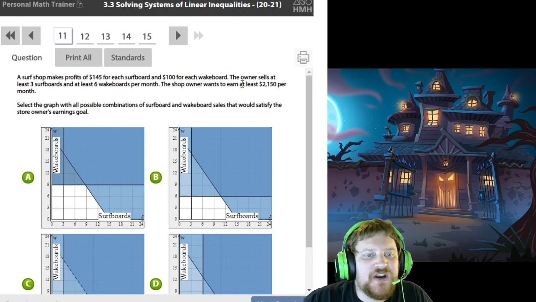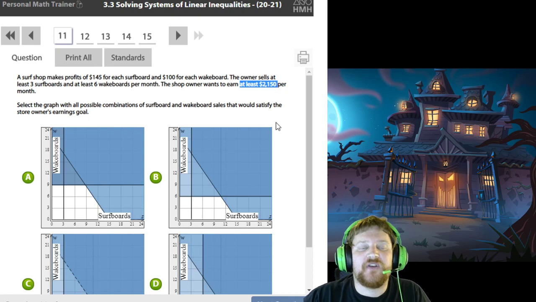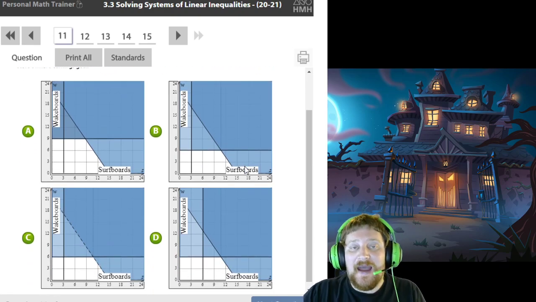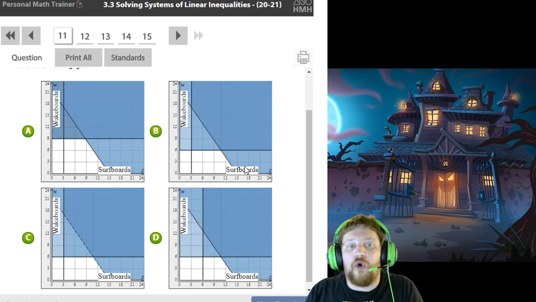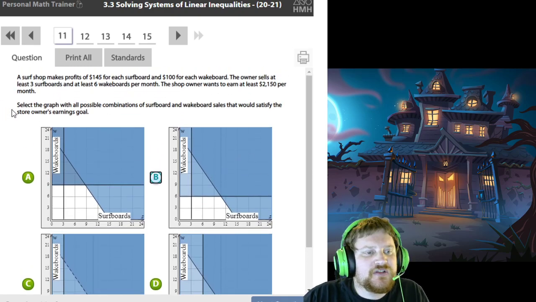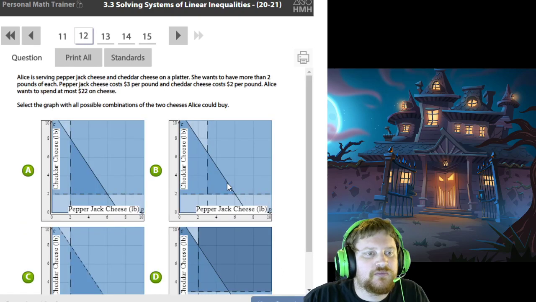Finally, he wants to earn at least $2,150 per month. Well, clearly at least tells us that it can be equal to, because $2,150 or more, at least. That tells us that the line is going to be solid as opposed to this dashed line. So that gives us B as our answer. Select the possible graph with all items that would reach that goal.